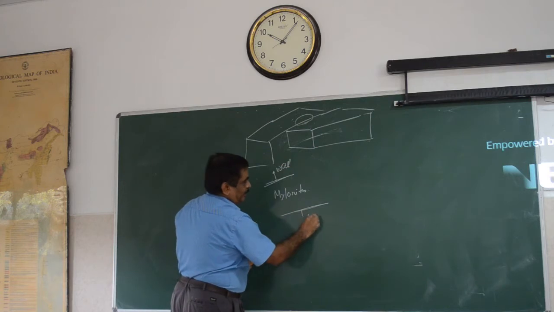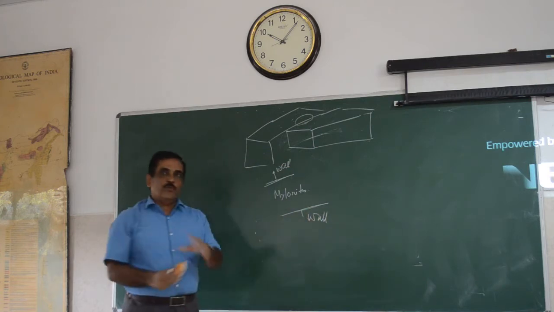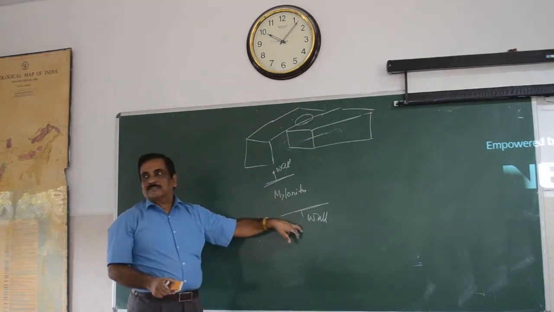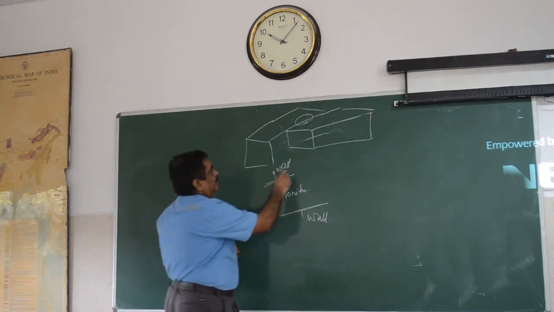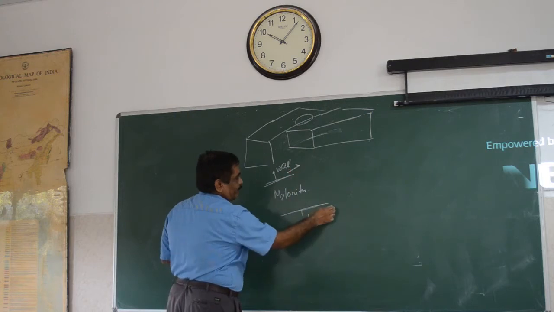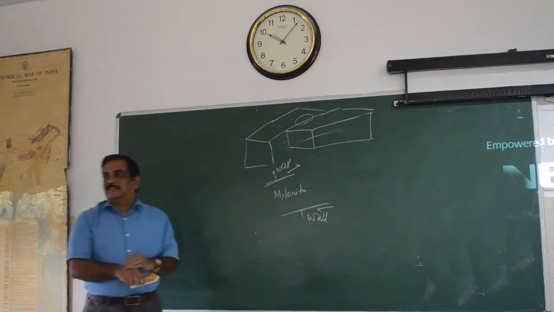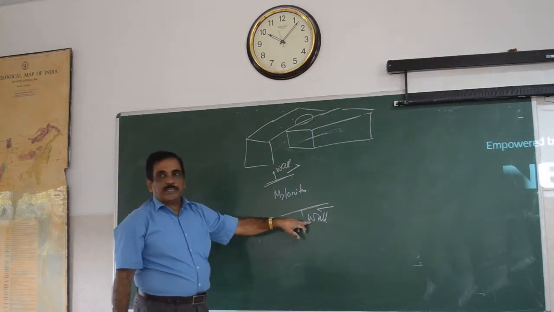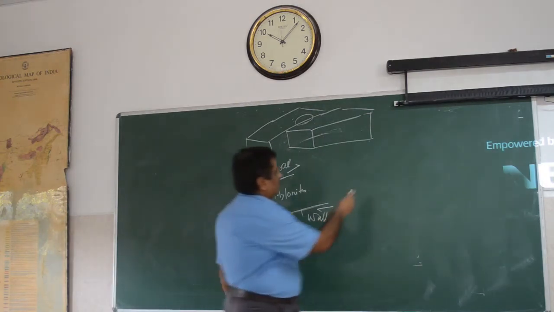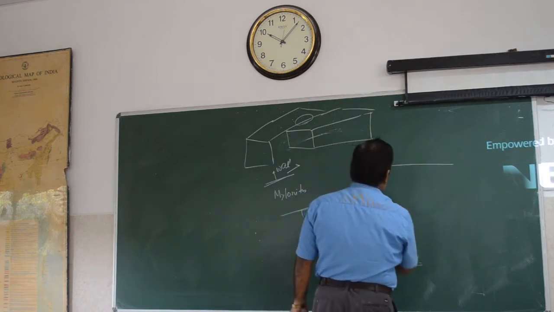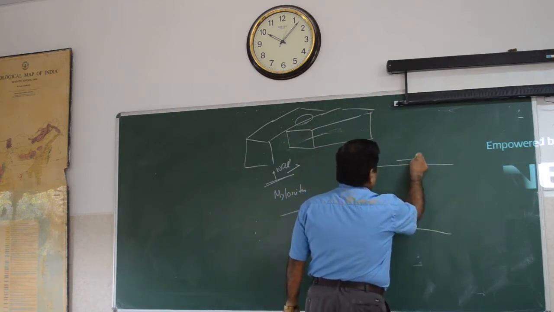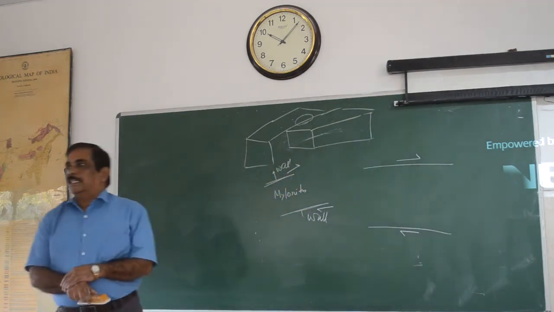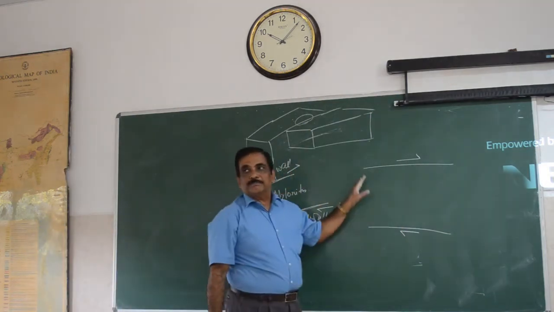This will be another wall. These are the two walls. So this is one block. This is another block. Now this block has moved this side. This block has moved this side. Okay? This block has moved this side and this block has moved this side. So I will draw it with a bigger sketch here. So this zone is your mylonite zone.